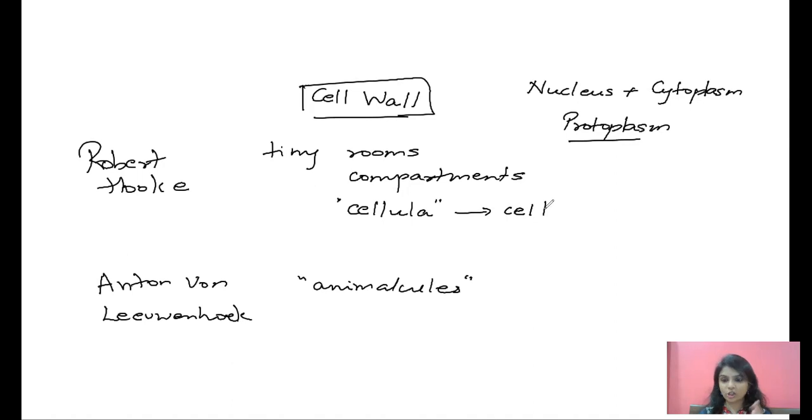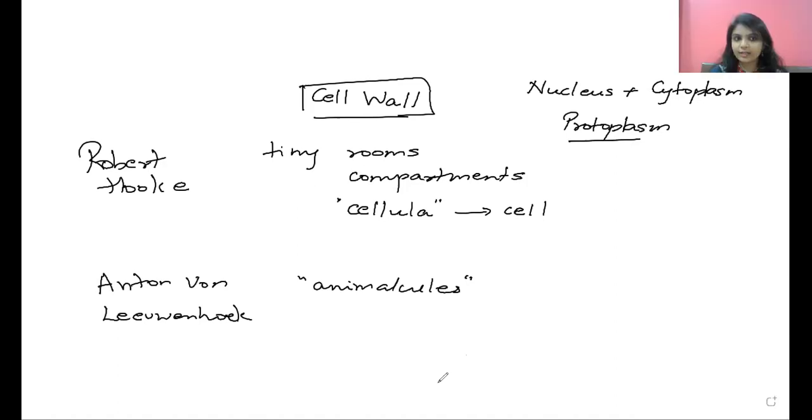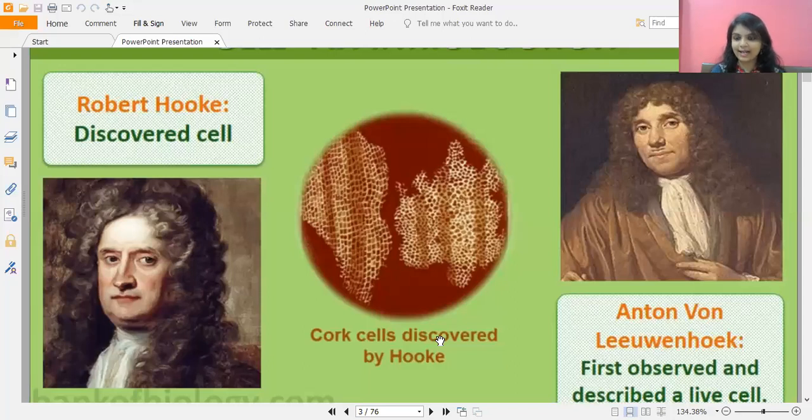Now, two important points to note. If the question comes, who discovered the cell? The answer is Robert Hooke. Who observed the living cell? The answer is Anton van Leeuwenhoek. Now let's look at what these two scientists look like. That was Robert Hooke who discovered the cell. On the right, we have Anton van Leeuwenhoek, who described the very first living cell.